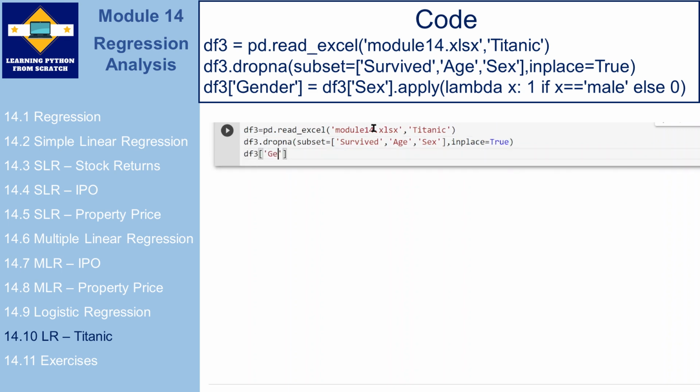And lastly, we are going to convert sex to a dummy variable, where male equals 1 and female equals 0, by using the apply method and also lambda. So here you can see that we set 1 if x is male, and else the variable will carry the number 0.